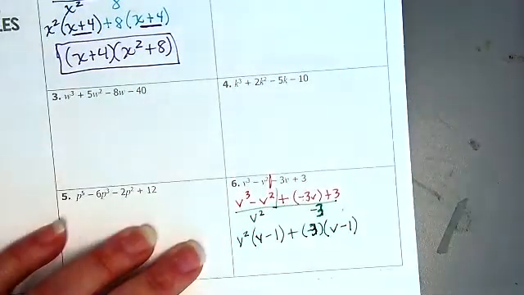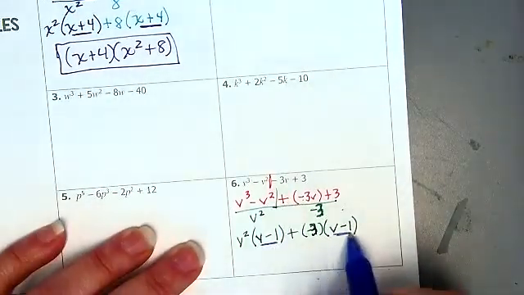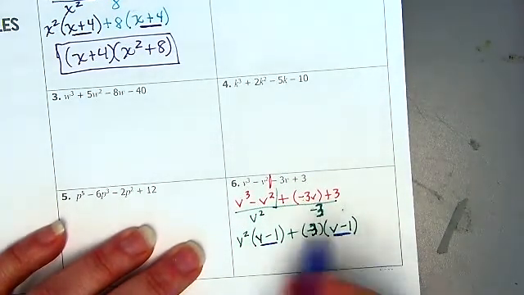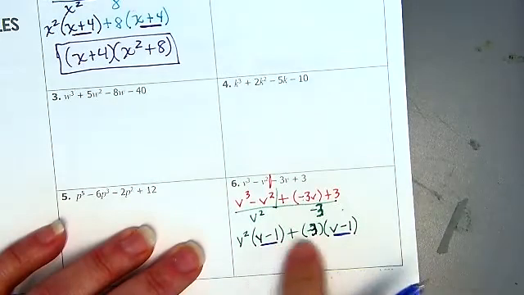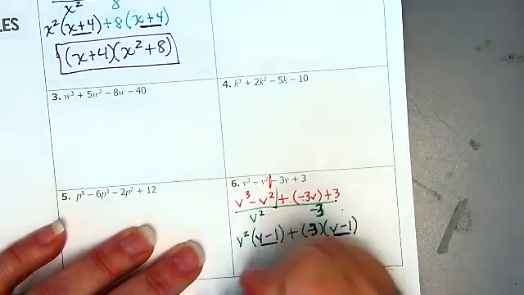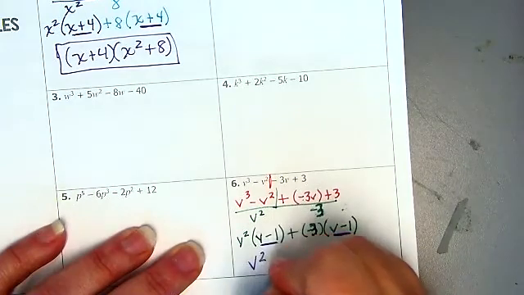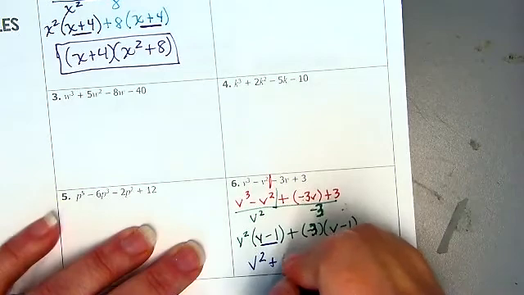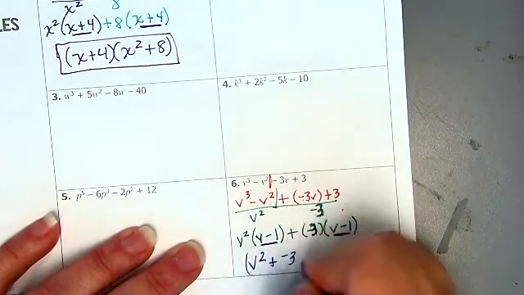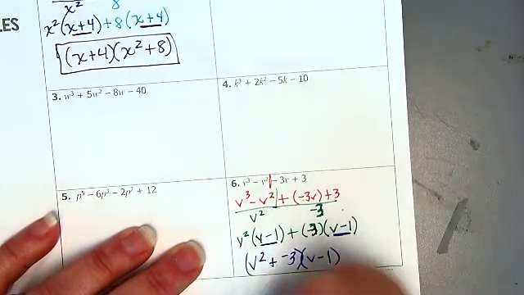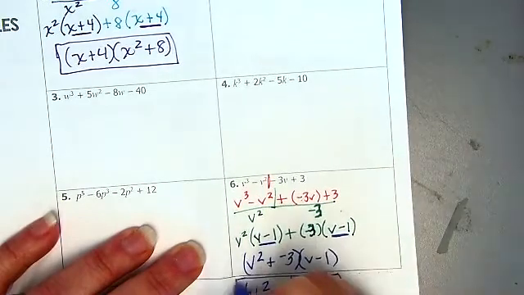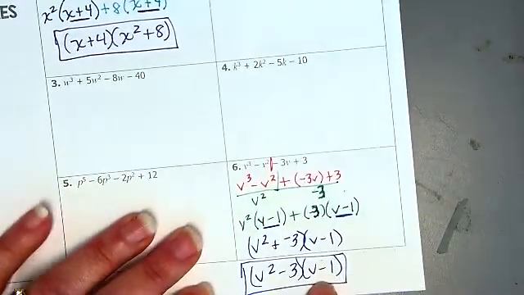So now I have the same inside the parentheses. You've got to remember that's what you're trying to do when you are figuring out what your GCF is. You want to get what's left inside here to be the same. So my final answer is v squared plus -3 times v minus 1, or v squared minus 3 times v minus 1. This is the way you will more than likely see it written.